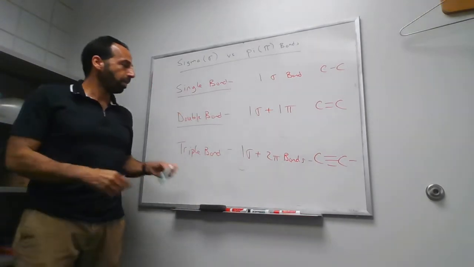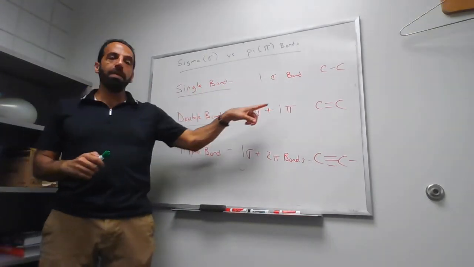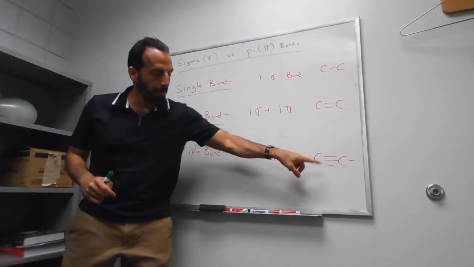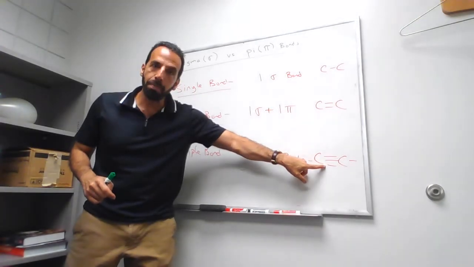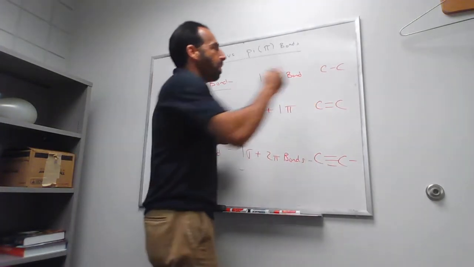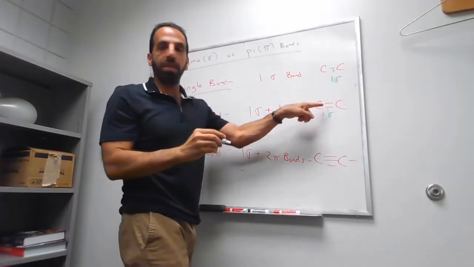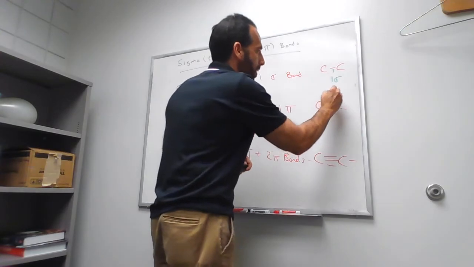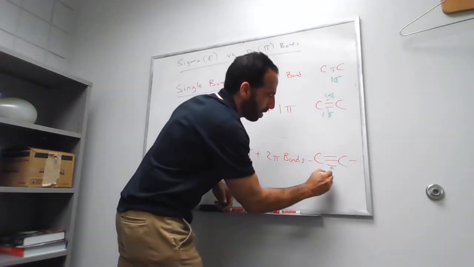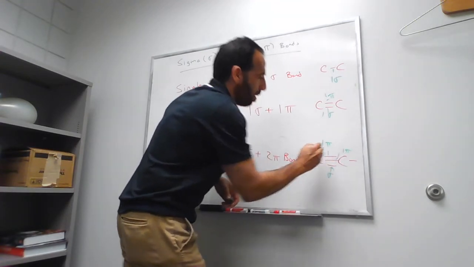So again, this is important. A single bond is one sigma. A double bond is one sigma plus one pi, and a triple bond is one sigma plus two pi bonds. Like this one right here. This is a triple bond between two carbons, a double bond, and then a single bond. So this one right here will have one sigma. This one, you can think about the bottom one as a sigma, and the top one as a pi. And this one right here, the bottom one is a sigma, and then this is one pi, and this is another pi bond.